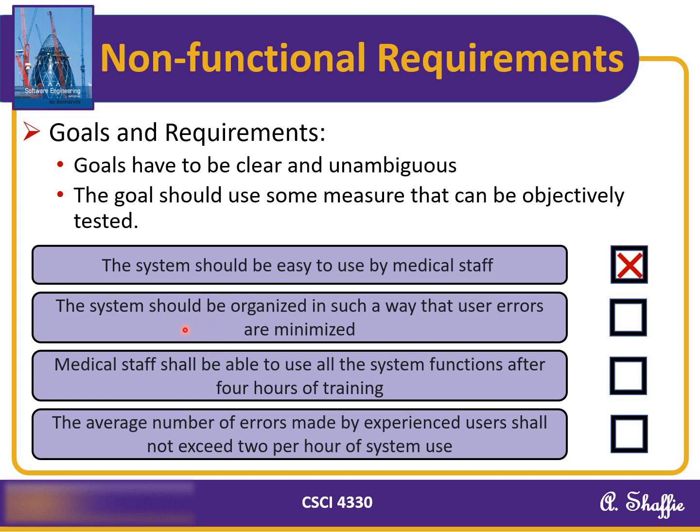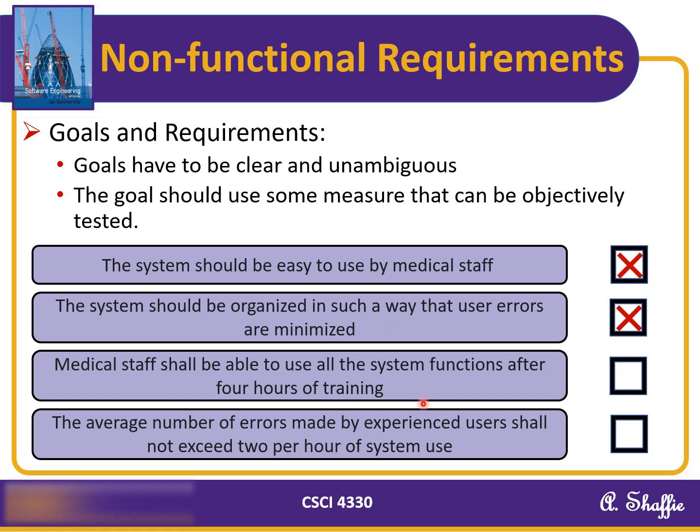Let's check the second one. The system should be organized in such a way that user errors are minimized. What do you think about this statement? This statement is also unclear, very ambiguous, unmeasurable. You said minimized. How will I know that it is minimized or not? There is no metric, there is no measure that tells us we achieved these requirements.